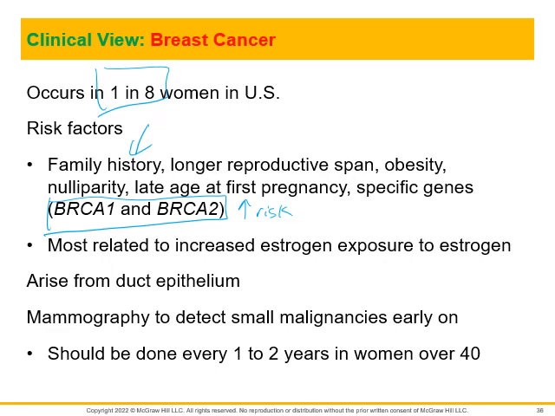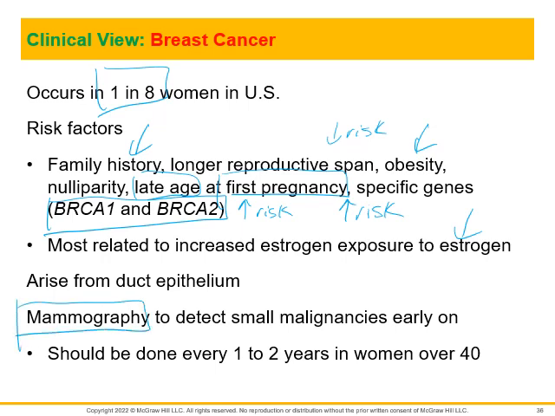So there's lots of other factors like exposure to estrogen, environmental factors, obesity. There is also something about when you have your first pregnancy. So if you have your first child under, I think, 30, you've decreased your risk. And if you have a child later in life, you've increased your risk.